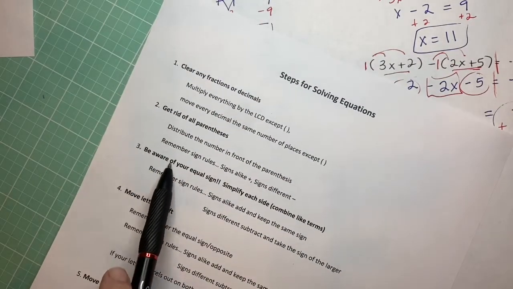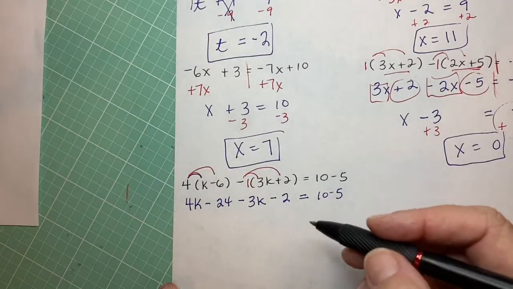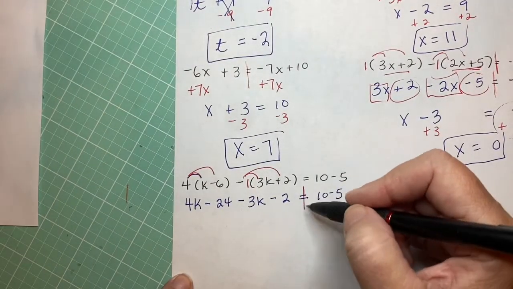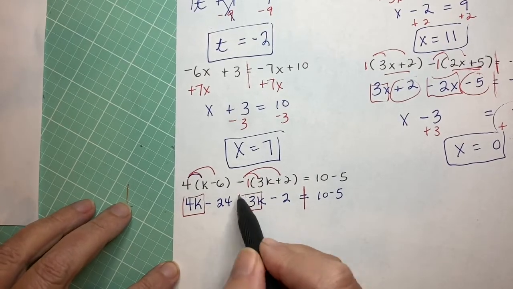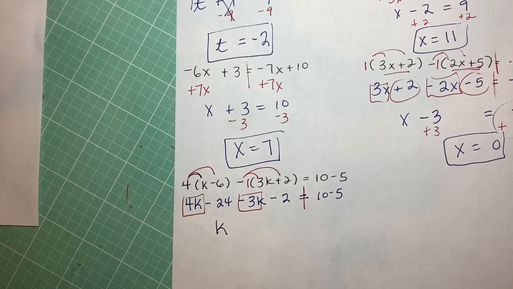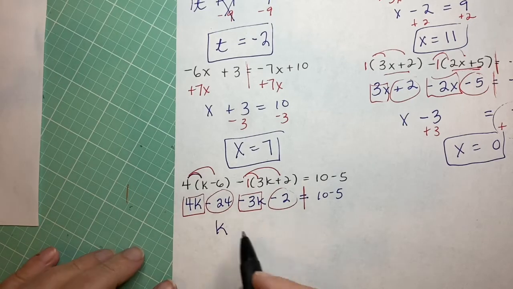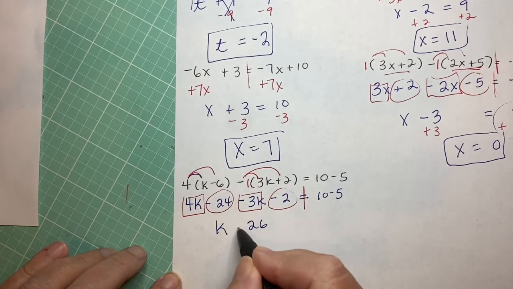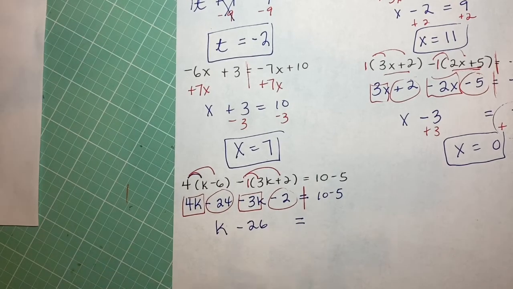Step 3 is be aware of the equal sign and simplify each side, or in other words, combine like terms. So here's the equal sign. So do you see this 4k and this 3k are on the same side? So I can say 4 minus 3 is just a 1k. This negative 24 and this negative 2 are on the same side. So I say the signs are alike, add and keep the same sign. The equals comes down. And then these are on the same side, so I can combine them and just say 10 minus 5 is 5.